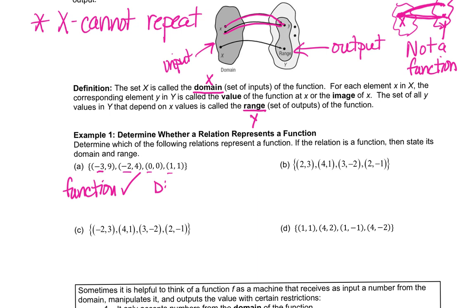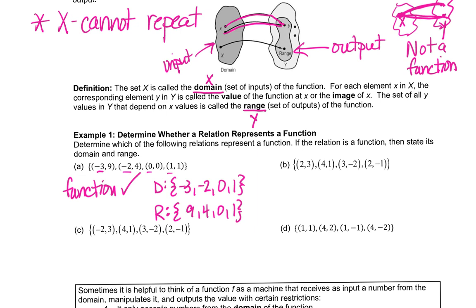Now list it. Your domain is -3, -2, 0, and 1, and it's in the squiggly brackets. I don't know what those things are really called. I feel like they have a name. We just call them squigglies. And your range is all your y values. So that's 9, 4, 0, 1. And that is how you list your domain and range. You're stating the domain and the range of the function.